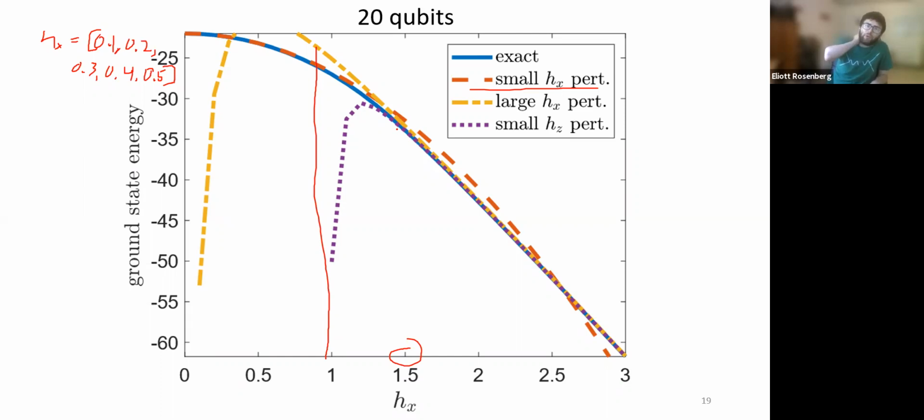Now we could approach hx equals 1.5 from both sides because we have multiple perturbative regimes, but that's not a generic feature. Hamiltonians that have a perturbative regime don't generally have multiple perturbative regimes, and so we're not going to do that. We're just going to use this one perturbative regime to try to predict this damping factor.